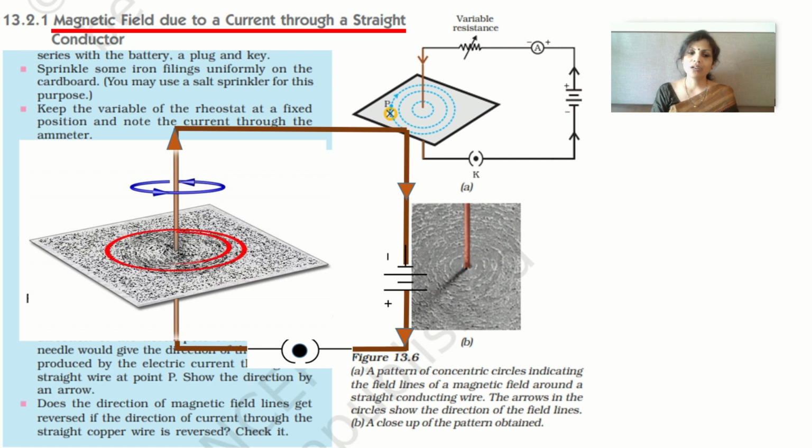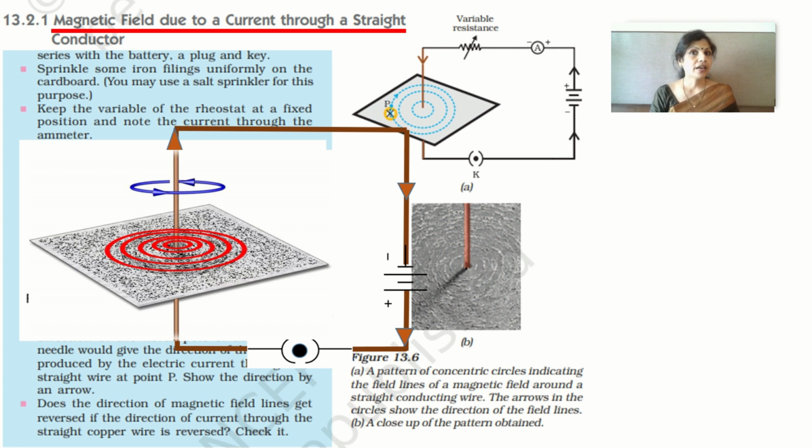Alright, so we concluded that the magnetic field around a straight conductor is in the form of concentric circles. The circles are very close to each other near the conductor, and as we move away from the conductor, the circles are far apart from each other, because the strength of the magnetic field decreases as you move away from the conductor.